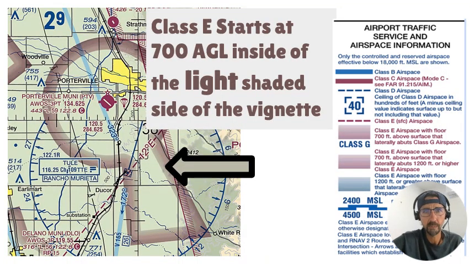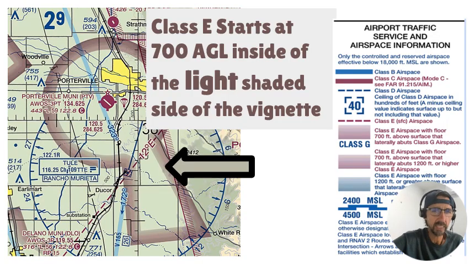But this is a little bit different. Class E airspace in this depiction, you have that magenta line, right? You have that shaded vignette, and that shaded vignette indicates that Class E airspace, or I'm sorry, Class G airspace goes from the surface up to 700 feet. So that uncontrolled airspace comes from the surface up to 700 feet, and then Class E starts at 700 feet up.